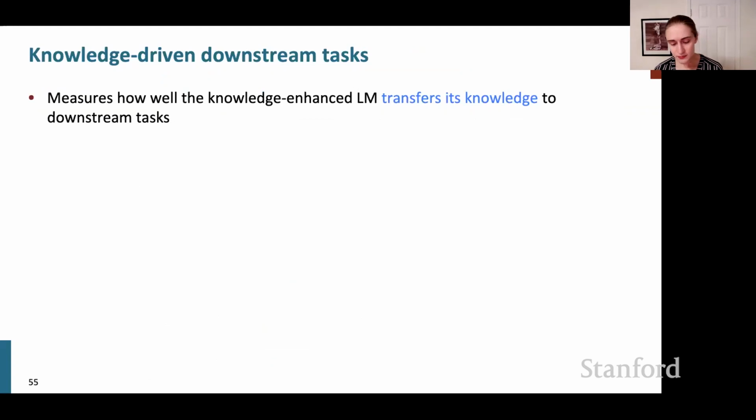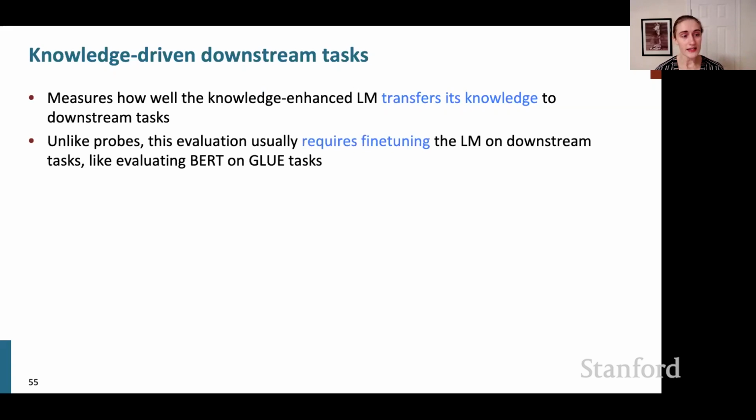So in addition to probes, another way to evaluate these language models is by looking at how well they transfer from the pre-trained representation to downstream tasks. And so the idea here is you're actually going to fine-tune the pre-trained representation on different downstream tasks, similar to how you would evaluate BERT on GLUE tasks.